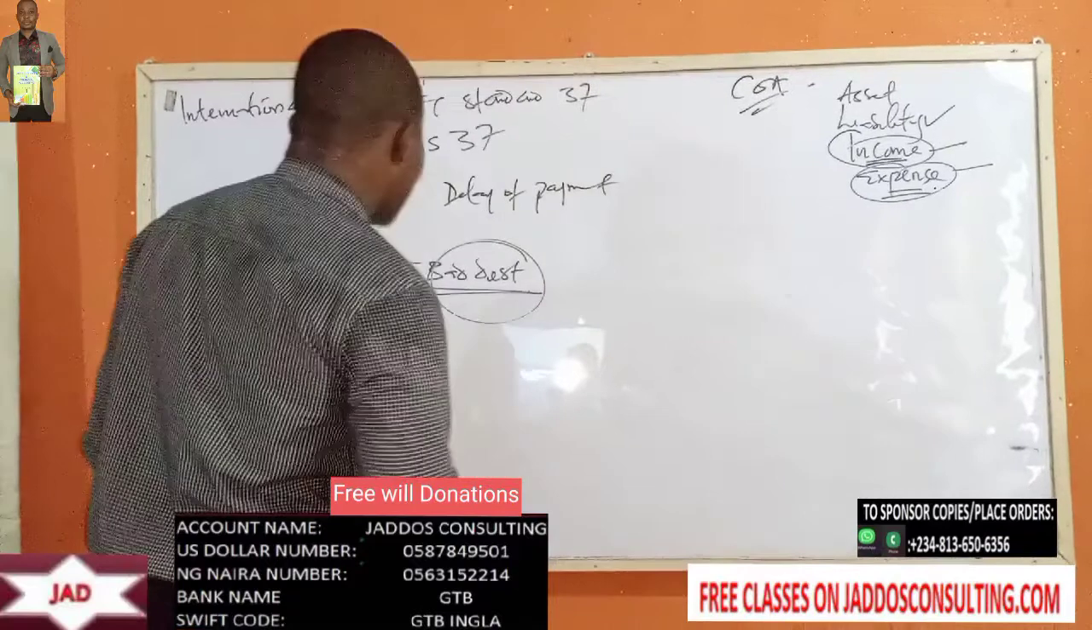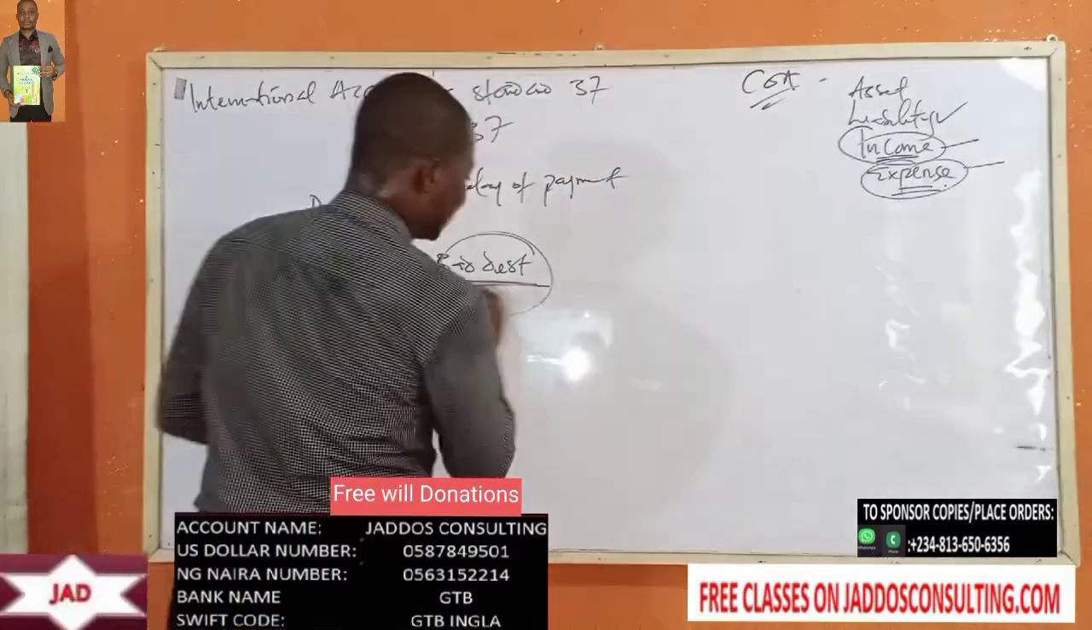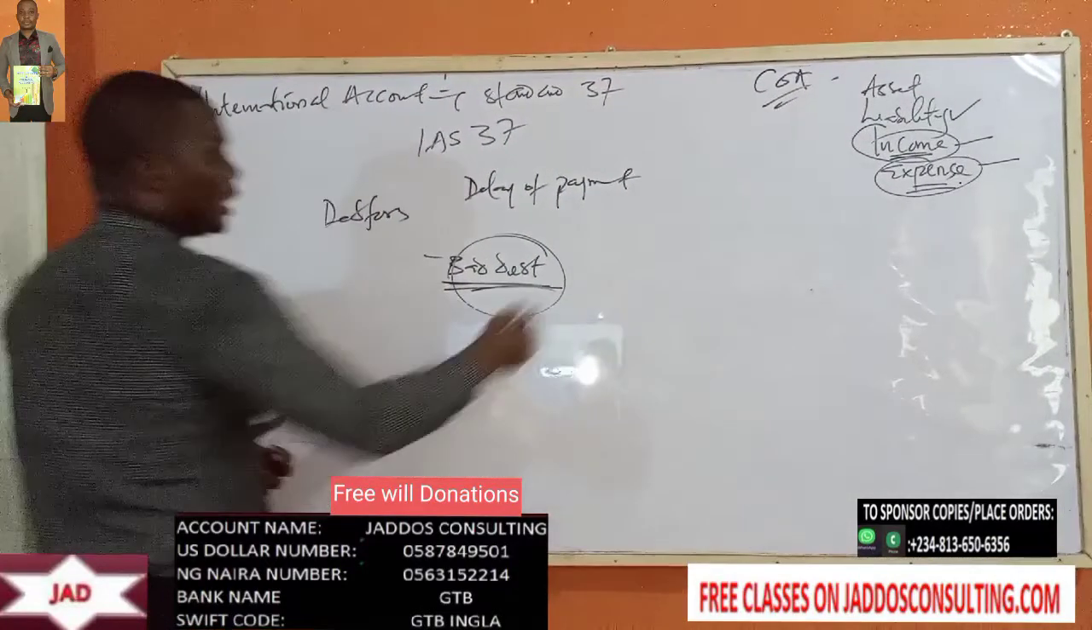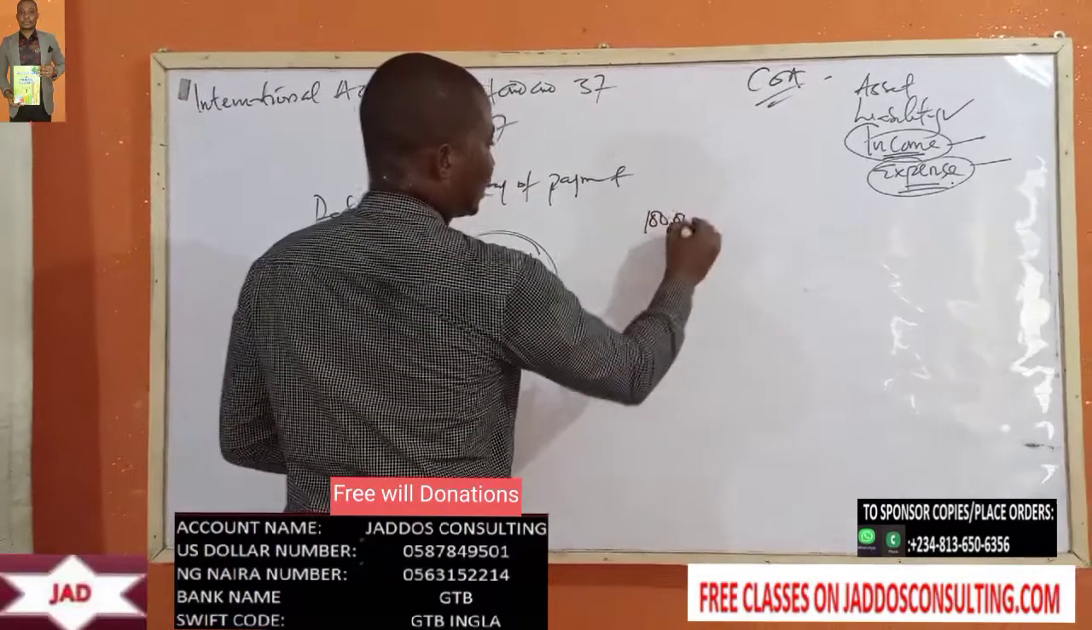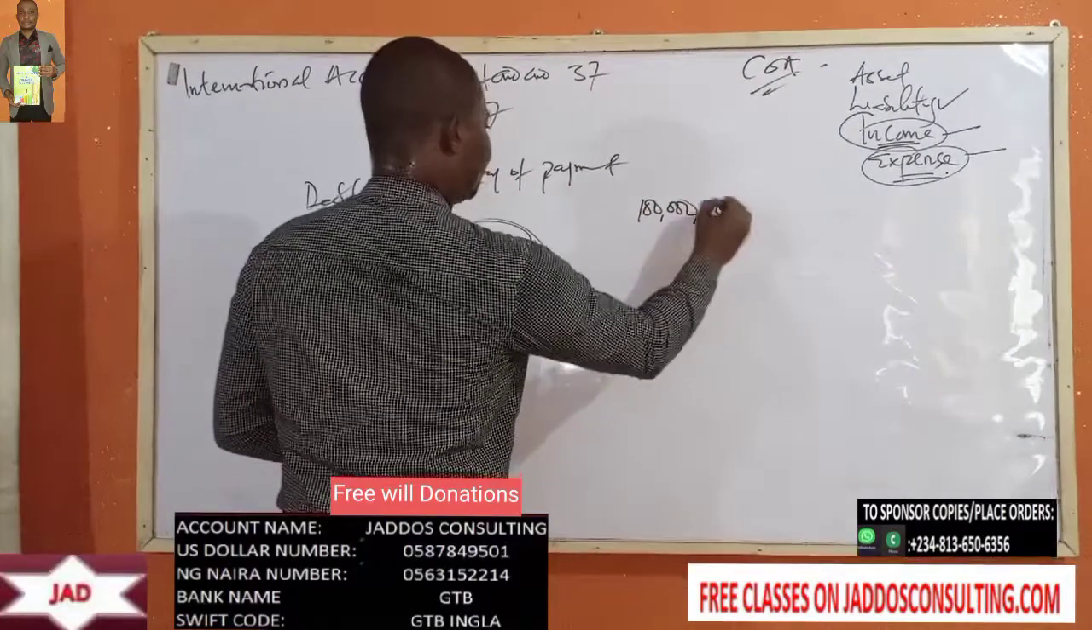So now you want to make provision for what? Bad debt. What I'm trying to say is that a debtor is owing you, let's say 100 million.